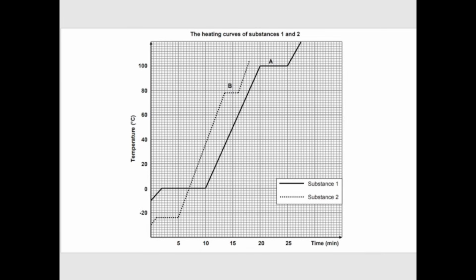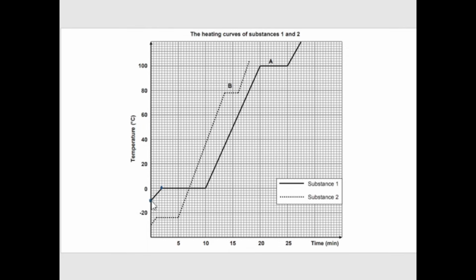Now you'll recall from my previous video on the heating curve that the flat part of the graph is where a phase change is taking place. So for example, melting, a solid going to a liquid, or a liquid going to a gas, boiling or evaporation. Those are the flat parts. The inclined part is when the substance is in one phase and the temperature is just increasing, the kinetic energy is increasing. So here we can see that at 0 degrees Celsius, it appears as if substance 1 is going through a phase change.